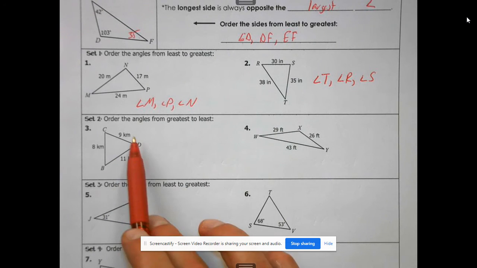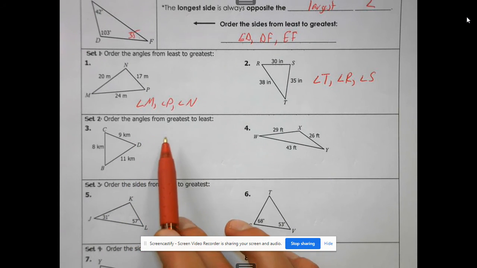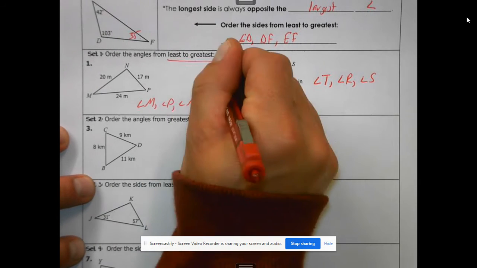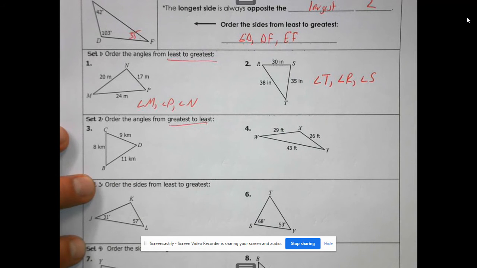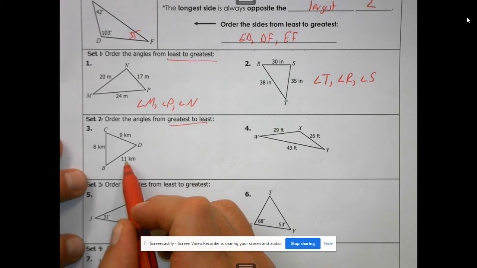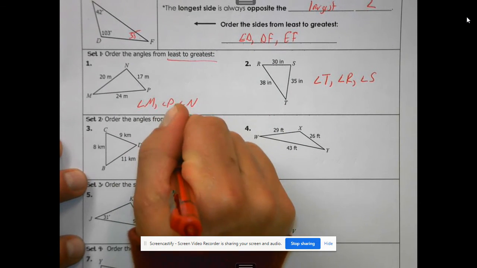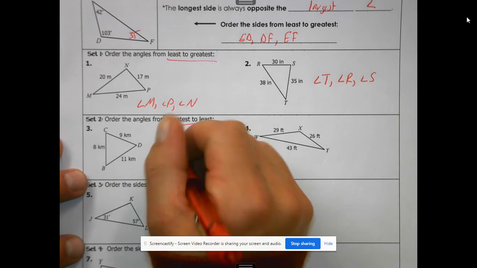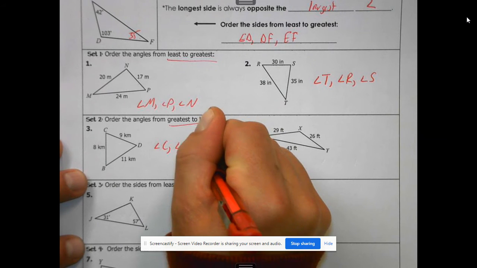Number 3 and 4, order the angles from greatest to least. I'm not sure why I flipped it on you guys, but just remember this one was least to greatest. This guy is greatest to least. All right, so biggest side is 11. That's across from angle C. 9's up next. That's across from angle B. And then last, angle D.